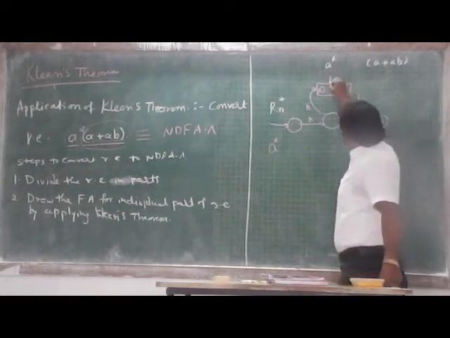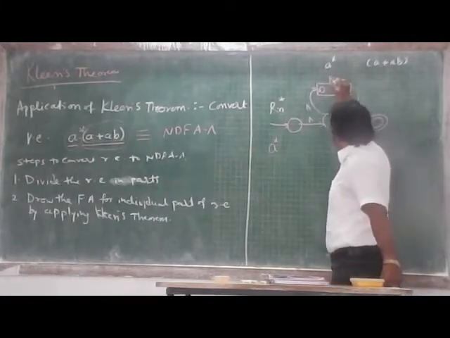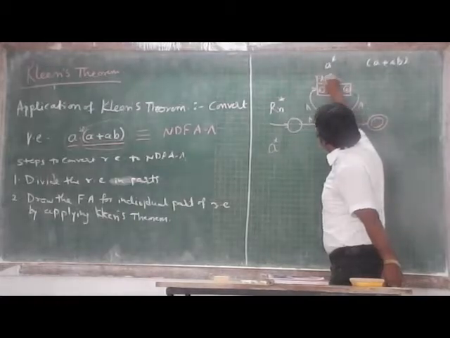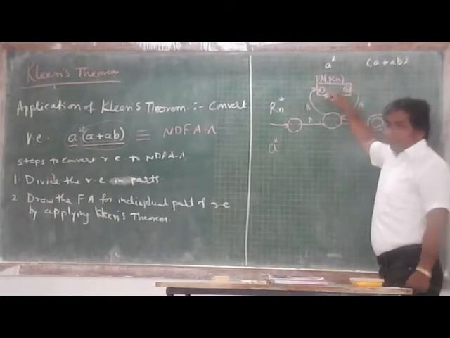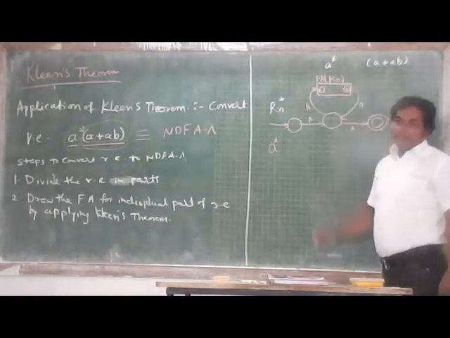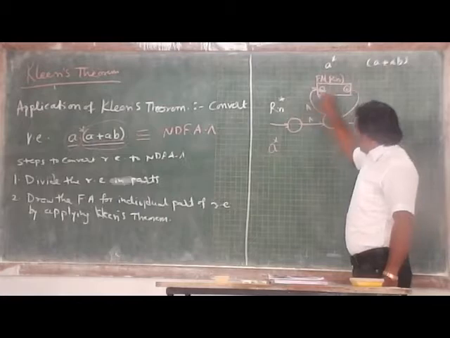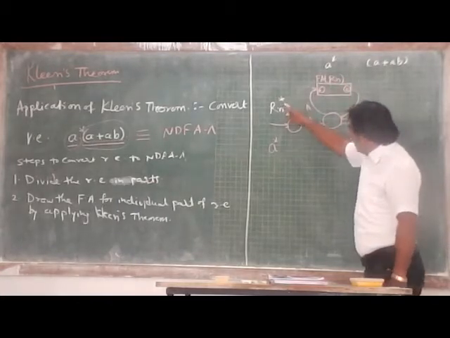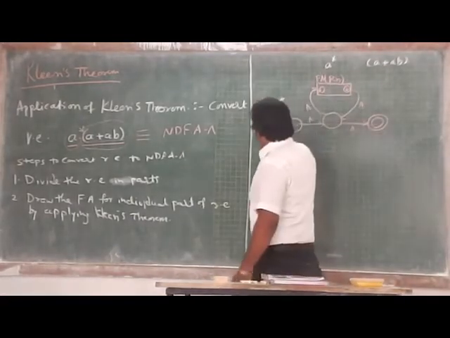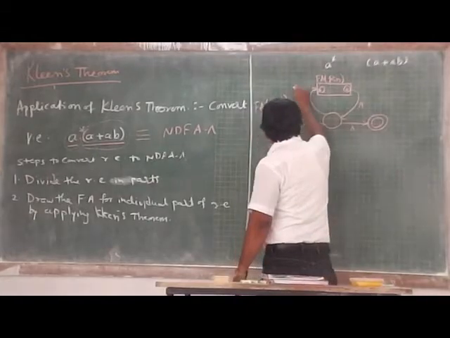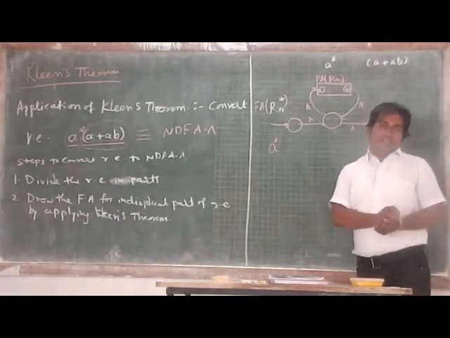Just replace by this. This is basically Rn star. This is basically Rn, the regular expression. This is not a regular expression Rn. This is the FA for Rn, the finite automata for a regular expression of length n. For this regular expression, this is the finite automata, and for Rn star this whole arrangement is the FA for Rn star. This is a finite automata for this much.